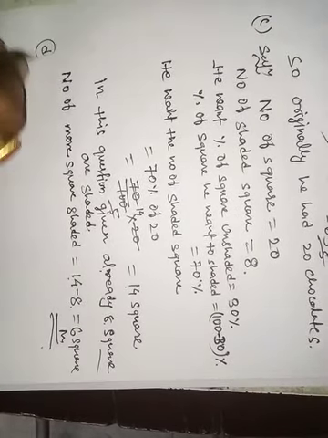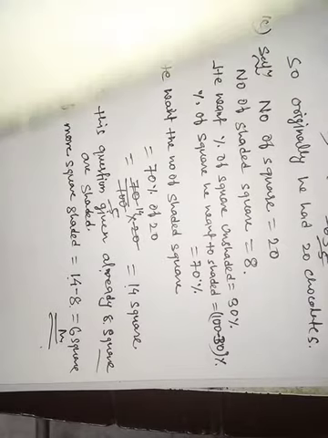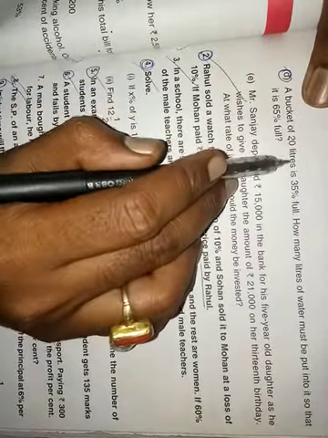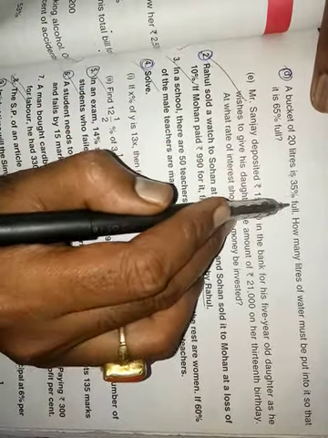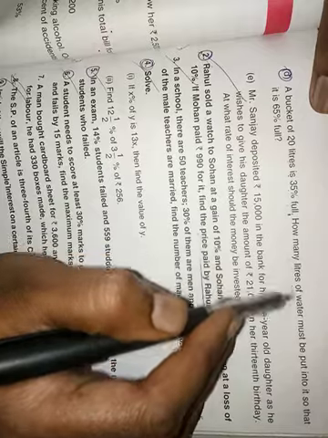Now question number D. In question number D, here a bucket of 20 liters is 35% full. How many liters of water must be put in so that it is 65% full?